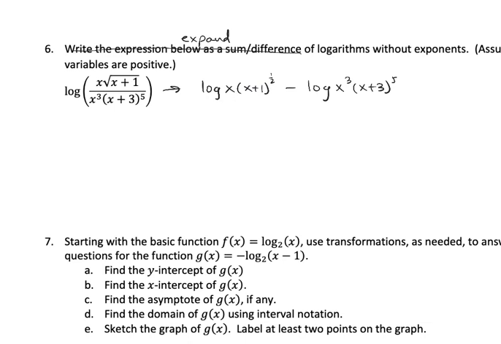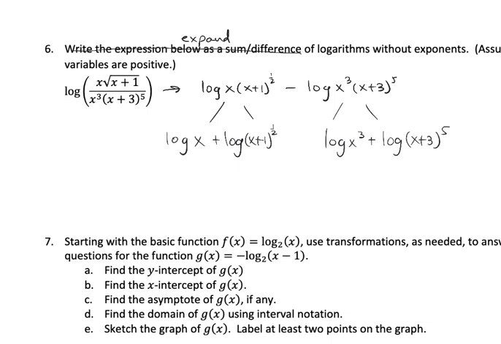Now here we have a product. Here we have a product. So this logarithmic expression needs to be expanded into 2 using the product rule. When you expand using the product rule, we use addition. So this will be expanded into log x plus log x plus 1 to the 1/2. These two are going to be expanded log of x cubed plus log of x plus 3 to the power of 5.